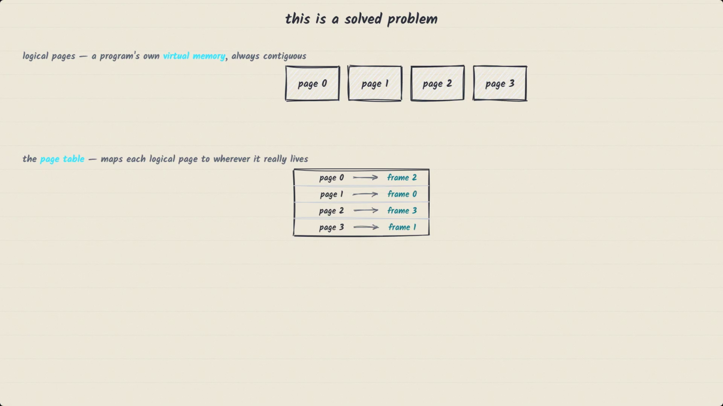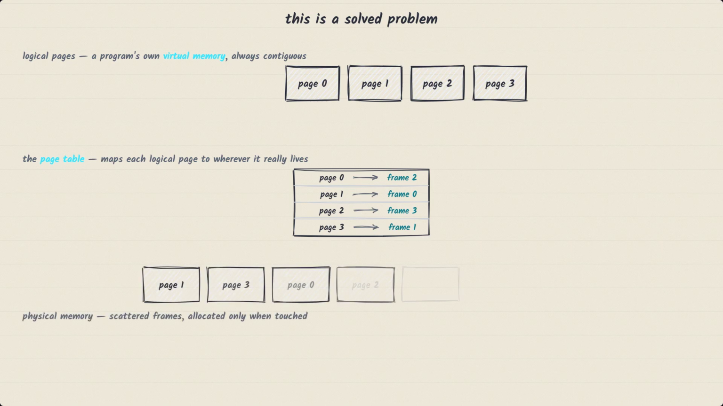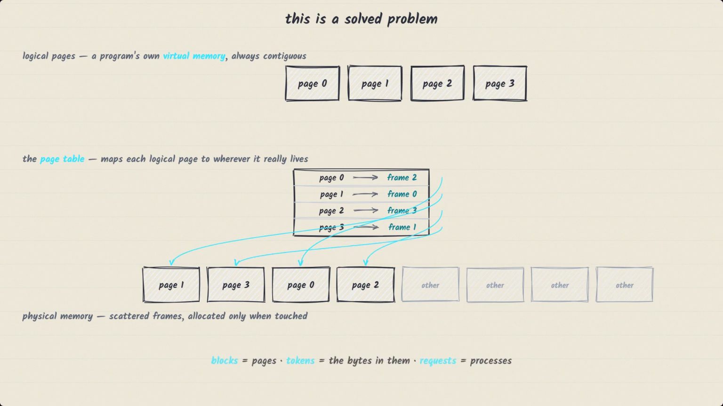Chop memory into fixed-size pages. Let a program's contiguous logical pages map to physical pages that live scattered anywhere through a page table, and allocate a physical page only when the program actually touches it. The paper's mapping is precise. KV blocks are pages, tokens are the bytes within them, and each request is a process. That analogy is the entire method.